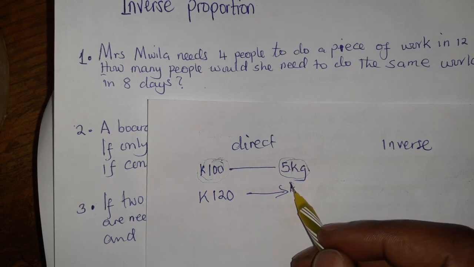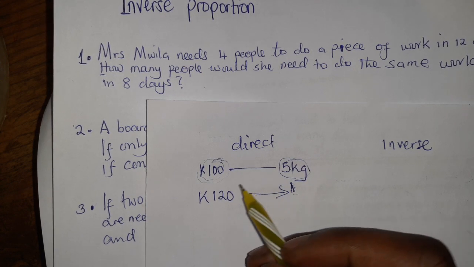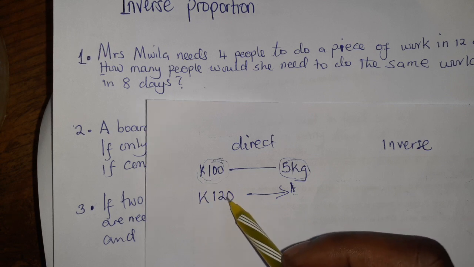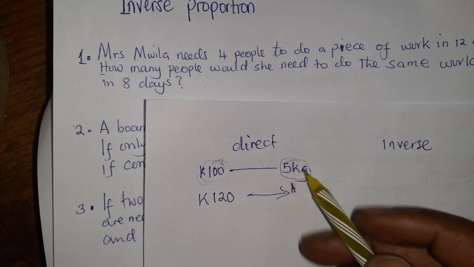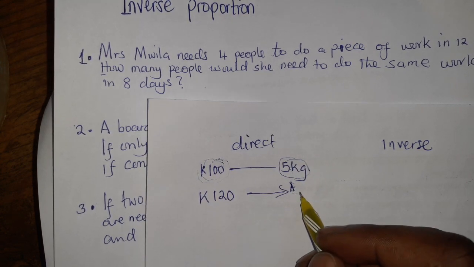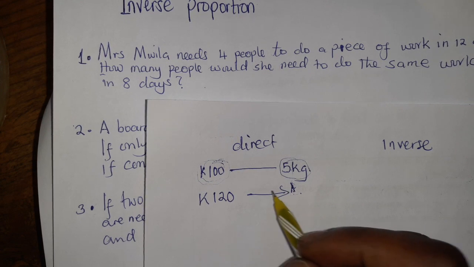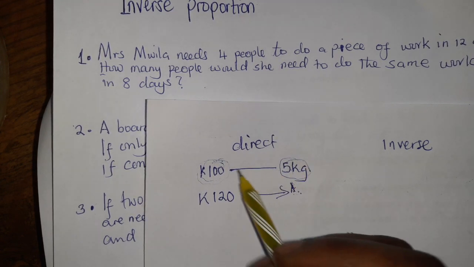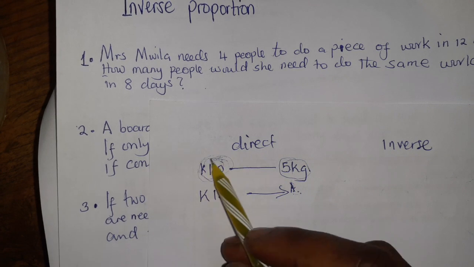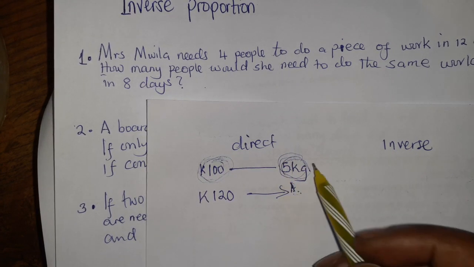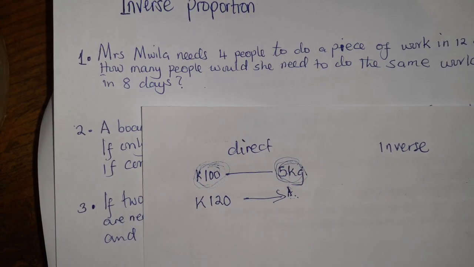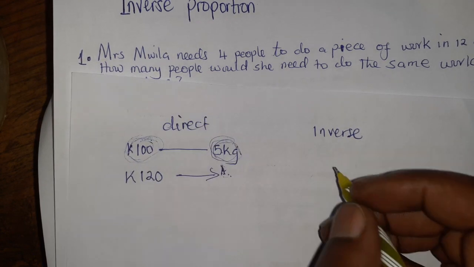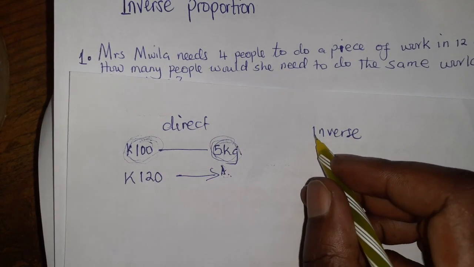Are they going to reduce or increase? Since the amount of money has increased, definitely we also expect the kgs to increase. So that is what we mean by direct proportion. When this part increases, even the other part increases.